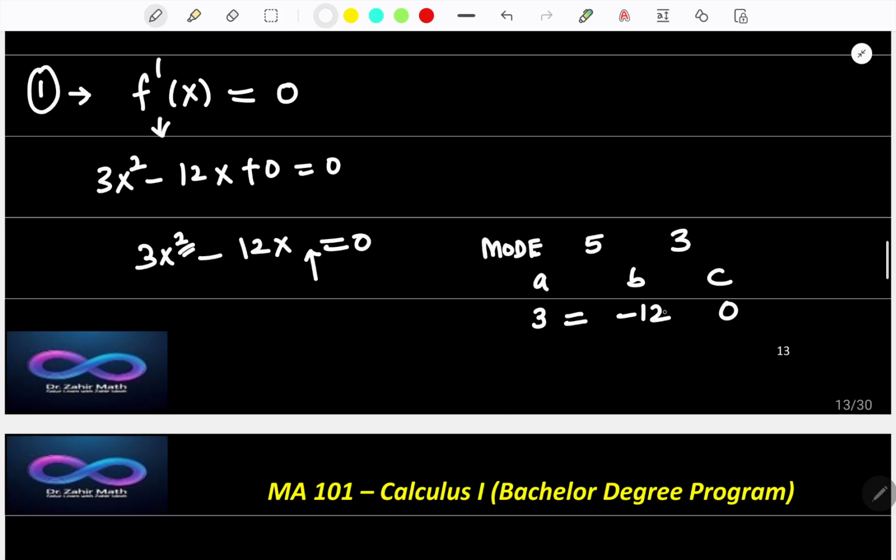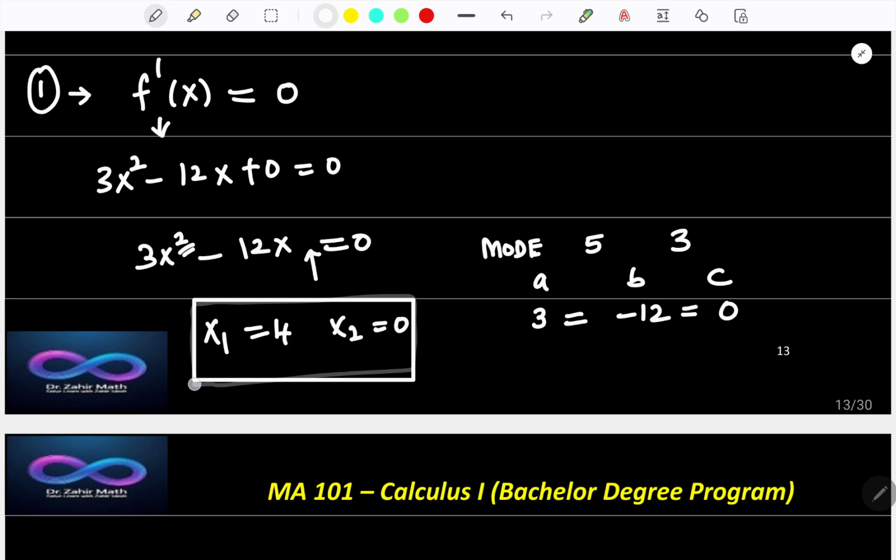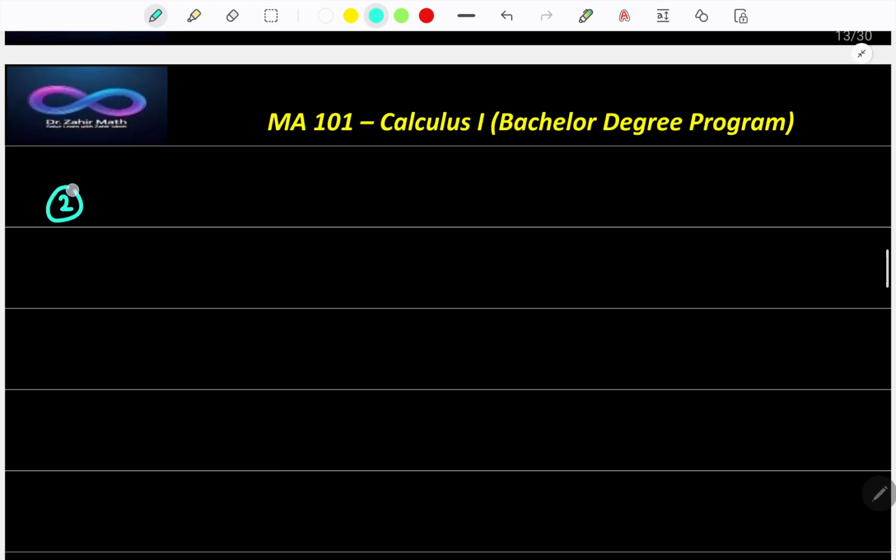Okay. So press equal, press equal. You will get two values. X1 equals 4 and X2 is equal to 0. What is this called? Critical points. Right. What is step number 2?